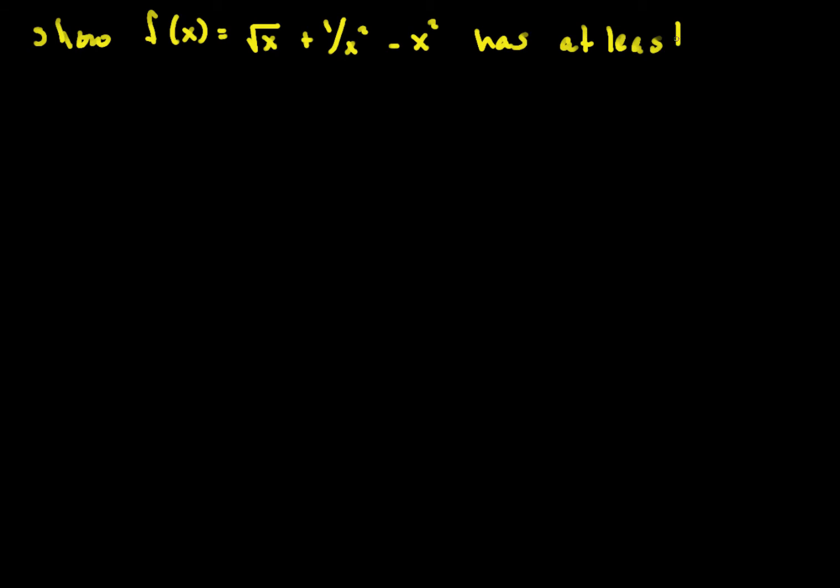Let's look at this problem. Let's show that the function f of x equals the square root of x plus 1 over x squared minus x squared has at least one 0 in the interval 1 to 2.